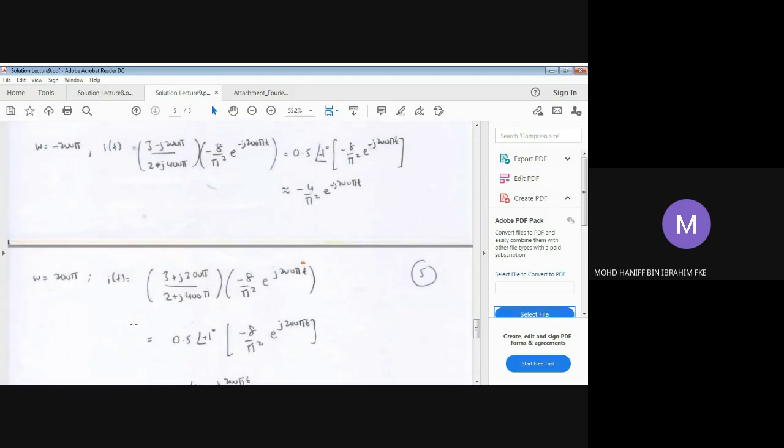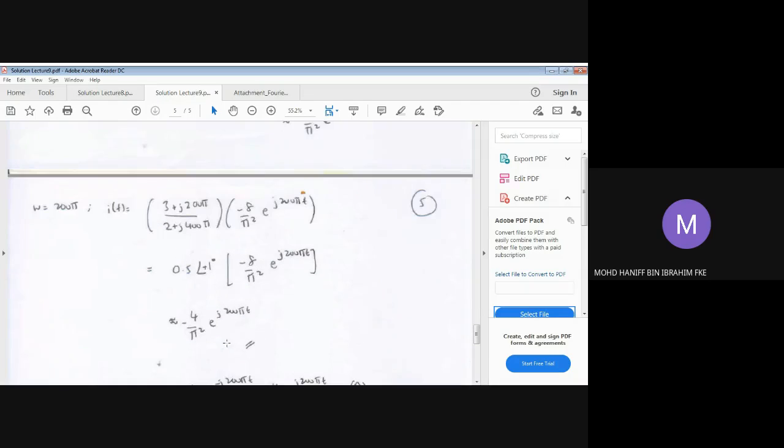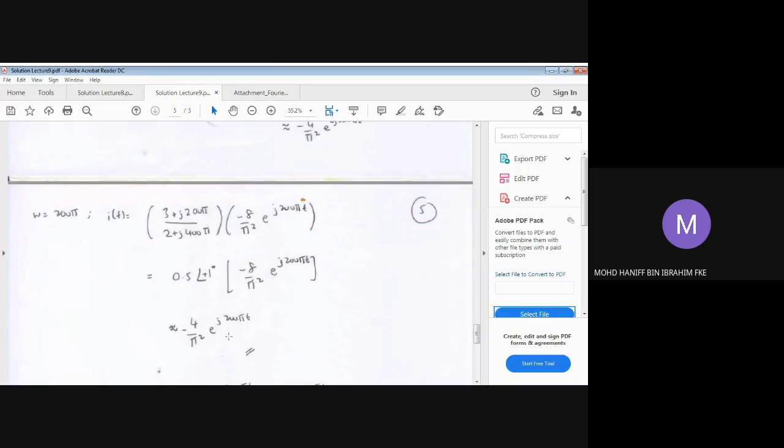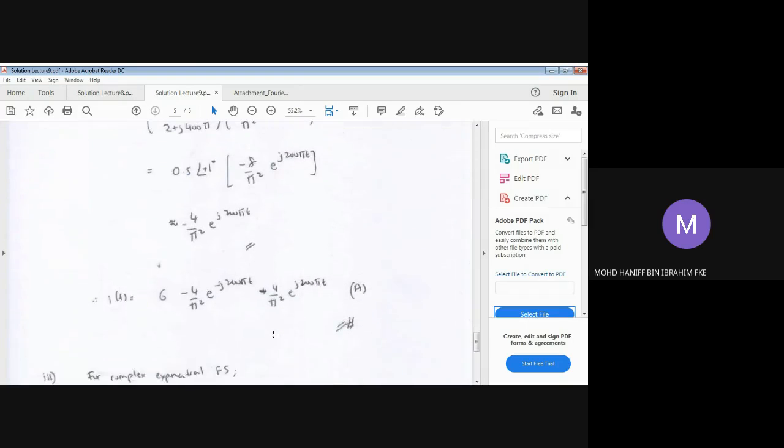Then for the third frequency component, which is 200 pi, the same flow is used. Just substitute the omega of 200 pi into this equation. Finally, IT will be 4 over pi squared exponential j 200 pi t. So IT will be equal to this, in which we combine them together: 6, minus the value for n of -1, and the value for n equals +1. That will be the current in the circuit.